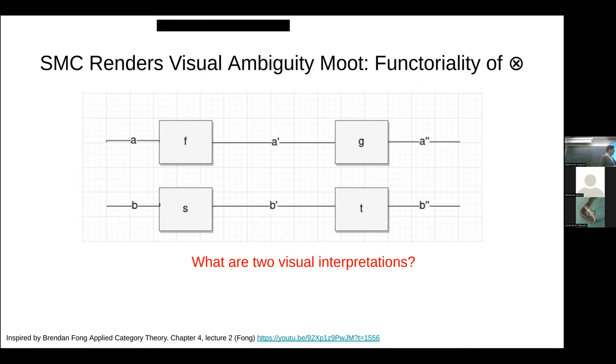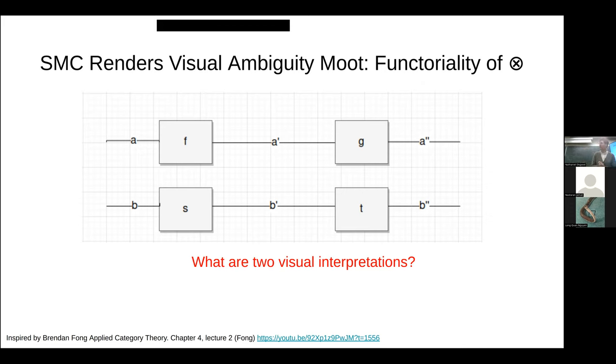F tensor S, yeah. And then what? G tensor T. And what between them? So F tensor S, and then compose with G tensor T. Are we okay with that? So we tensor these to reflect the fact they're in parallel. We have a tensor of G and T, but that's after F and S's tensor. And so there's a compose with a fat semicolon. Are we okay with that? Okay.